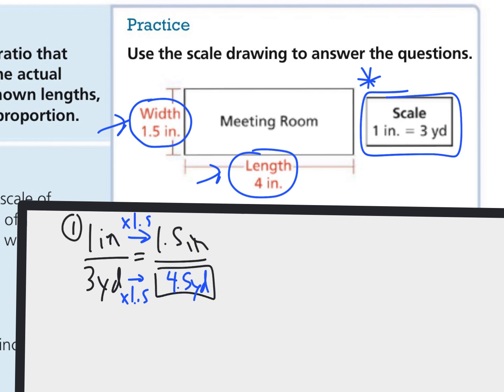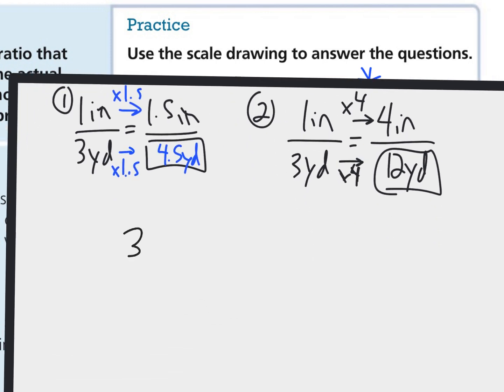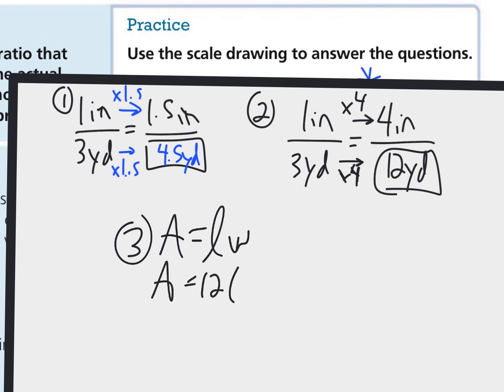And then for the other one, it's 4 inches. It's just going to be 4 times as much. So that would be 12 yards. And then we know an area of a rectangle is length times width. So if we just do 12 times 4.5 would be 54 square yards.